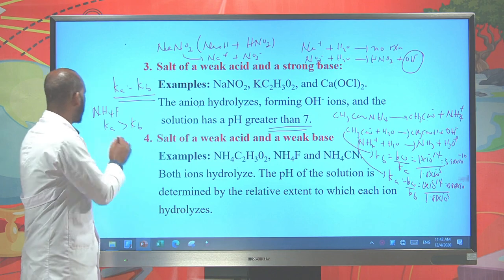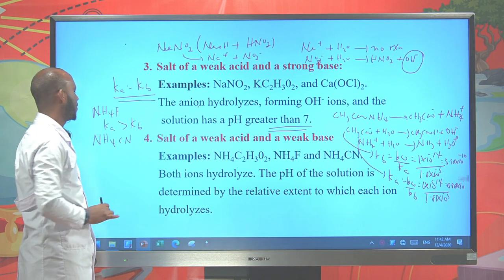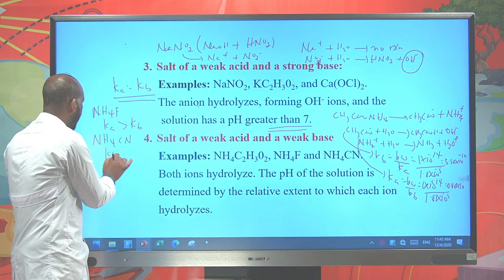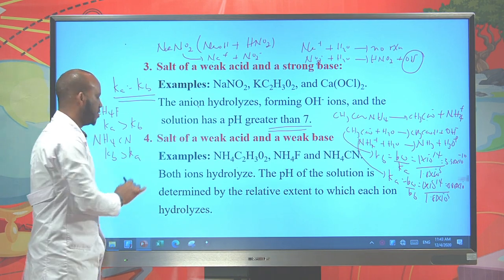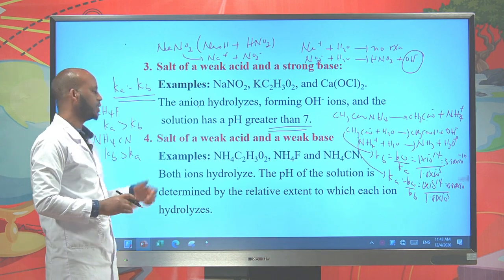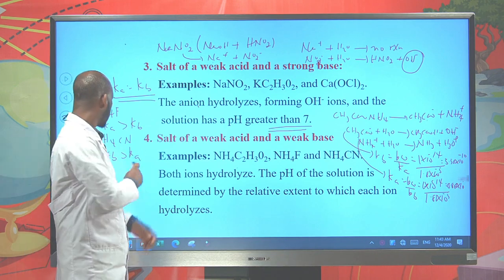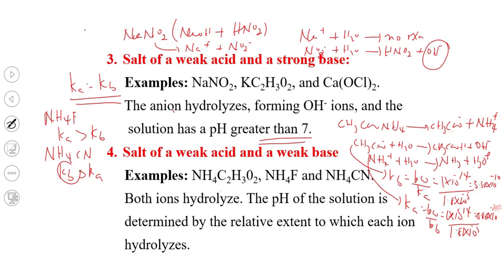For ammonium cyanide, NH4CN, K base is greater than K acid. The dissociation constant of the base is greater than the dissociation constant of the acid, which shows an excess amount of hydroxide ion is produced in the solution, and the solution becomes basic, and the pH of the solution is greater than 7.